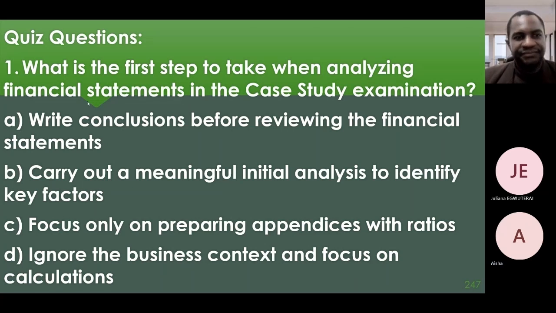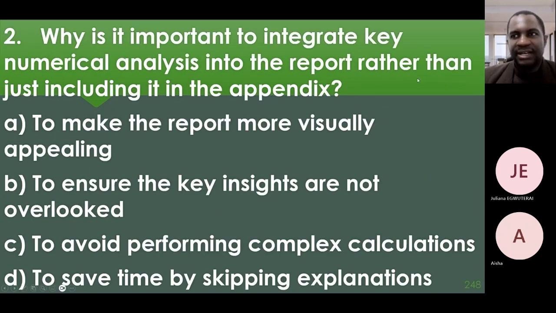All right. So let's go. Why is it important to integrate key numerical analysis into the report rather than just including it in the appendix? A, to make the report more visually appealing. B, to ensure the key insights are not overlooked. C, to avoid performing complex calculations. D, to save time by skipping calculations. Why is it important to integrate key numerical analysis into the report rather than just including it in the appendixes?